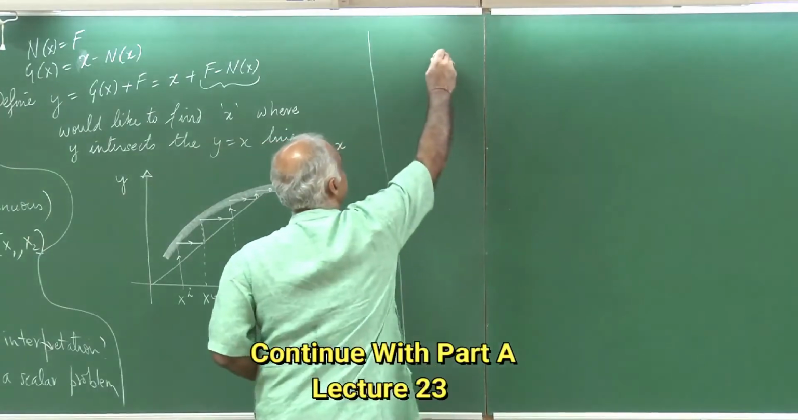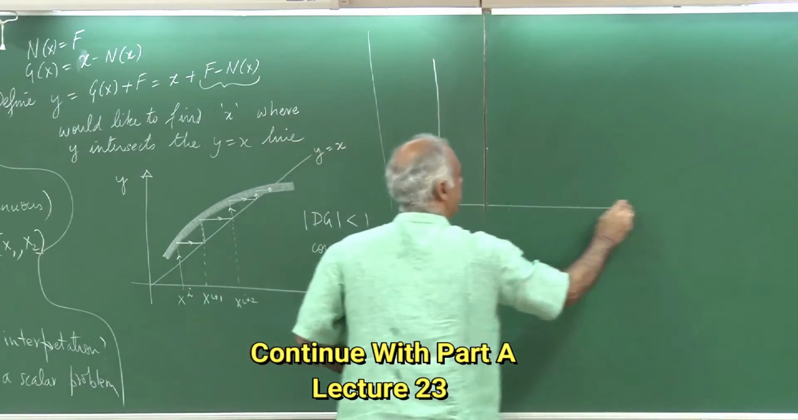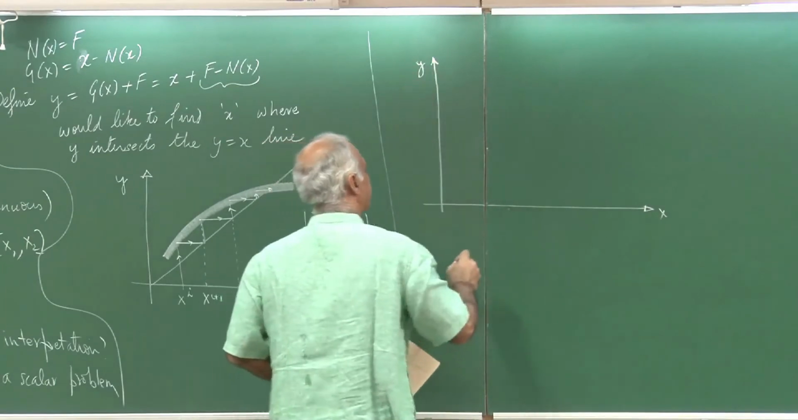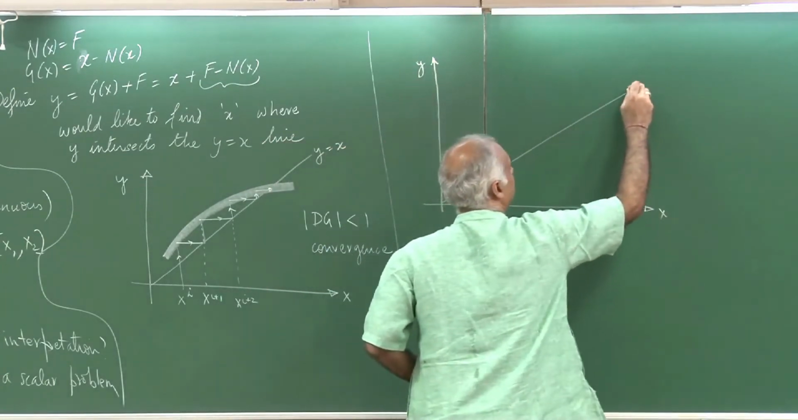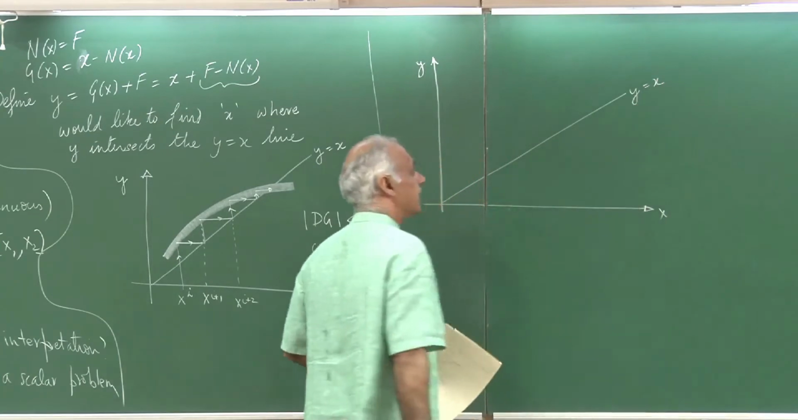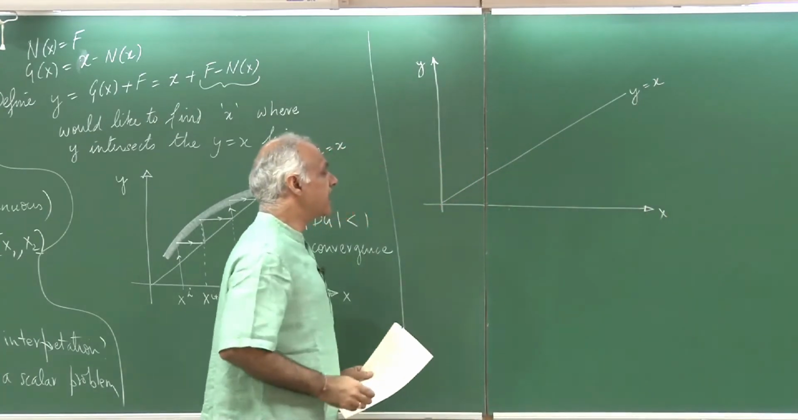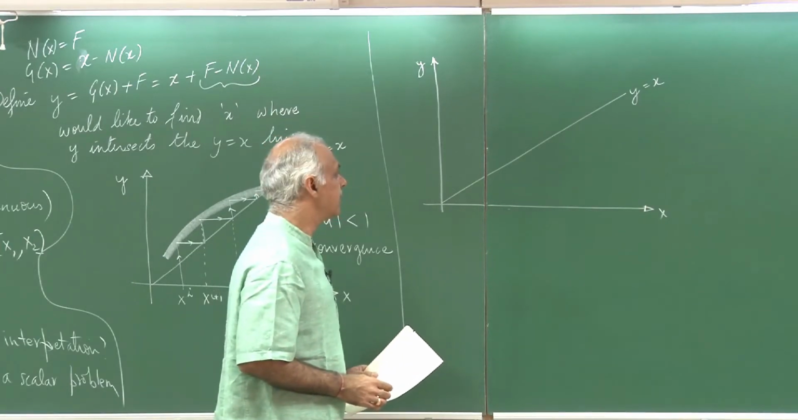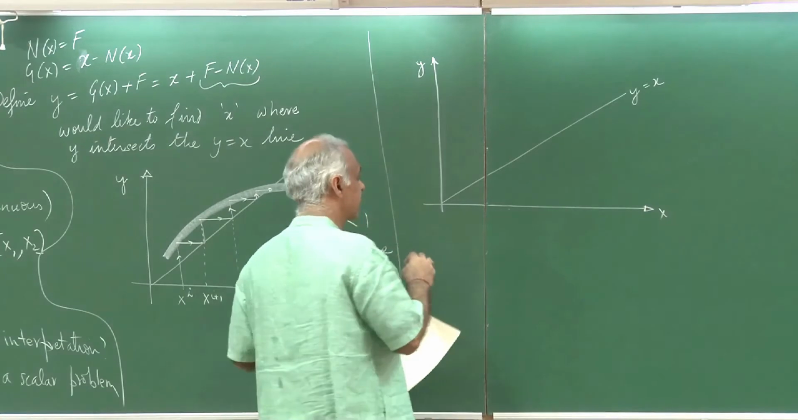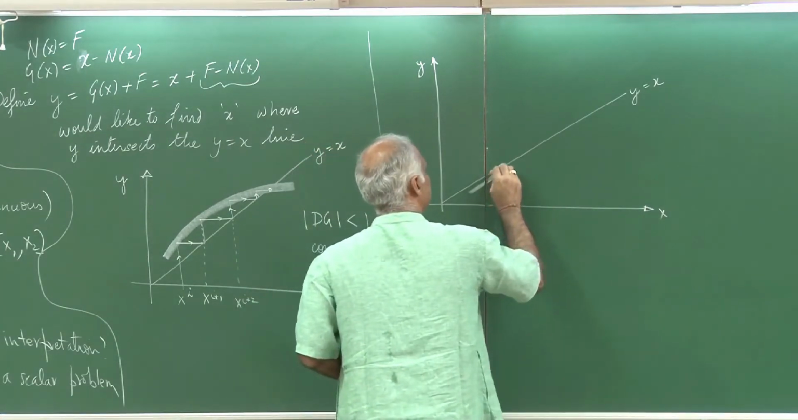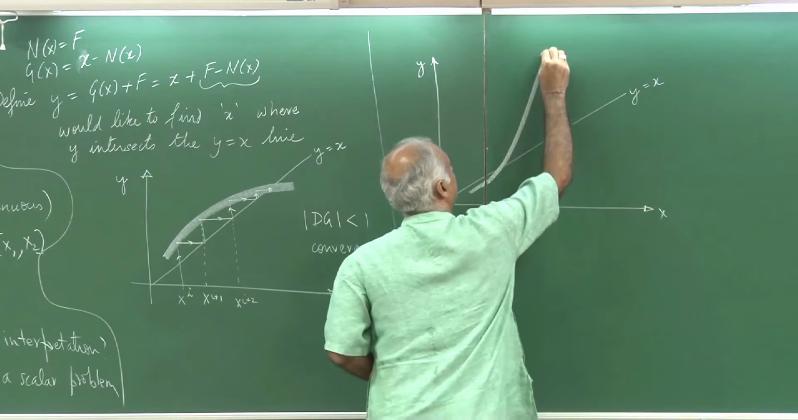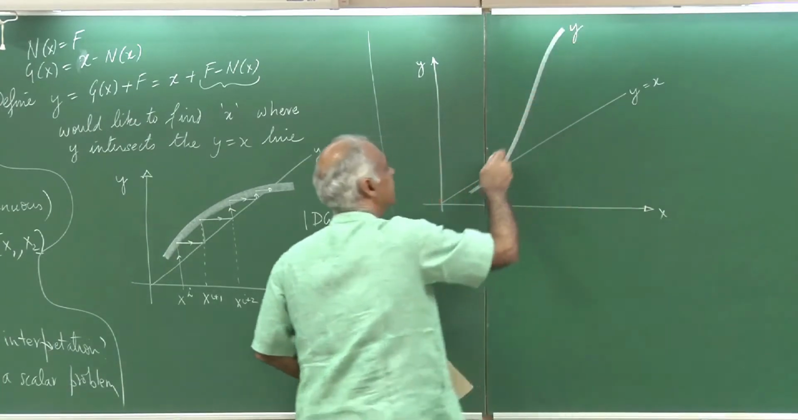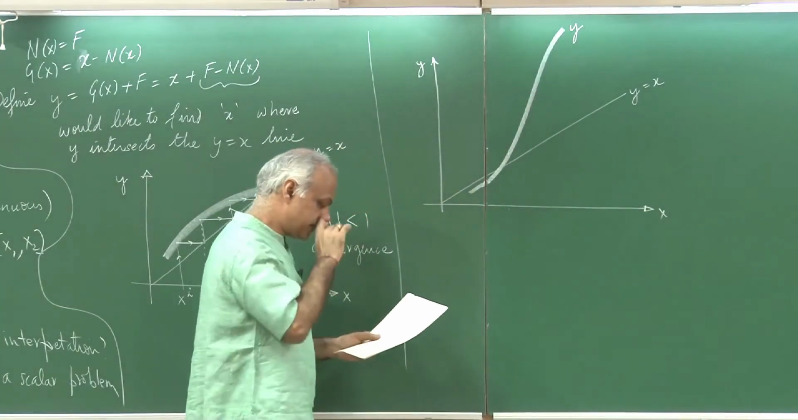So let's take a case which actually diverges. That's my x-axis, my y-axis, and let me draw my y equal to x. Let me take a case which actually has a slope larger than 1 and then show you that it diverges. So let's consider this case. So this is the y, and you can see it has a fairly large slope.